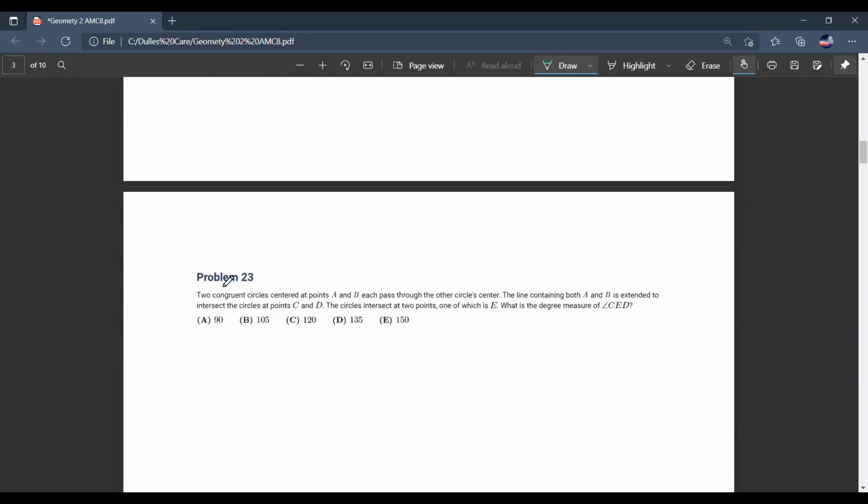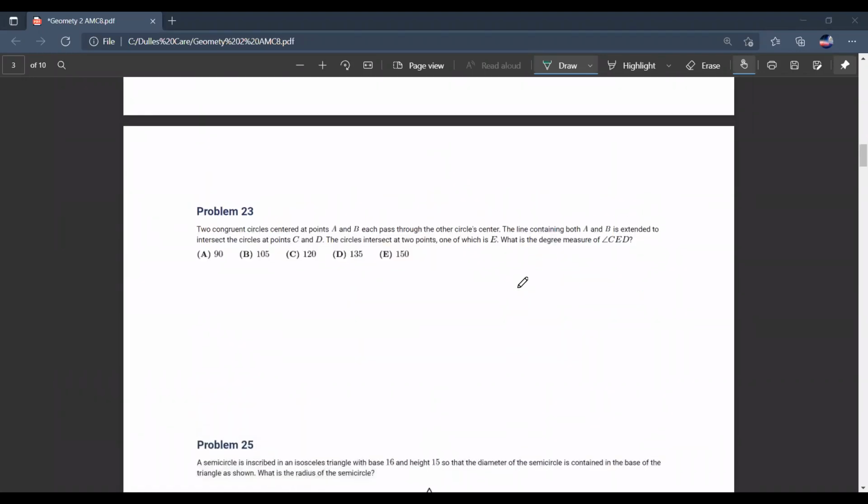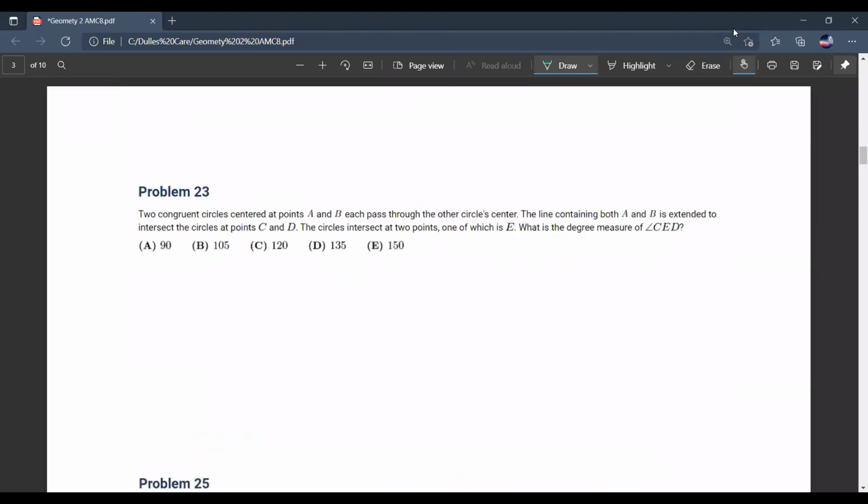So now let's look at problem 23, since no one has any questions. We have 2 congruent circles centered at A and B that pass through each other's centers. And now you get to witness my amazing drawing skills. The line containing A and B is extended to intersect the circles at points C and D.